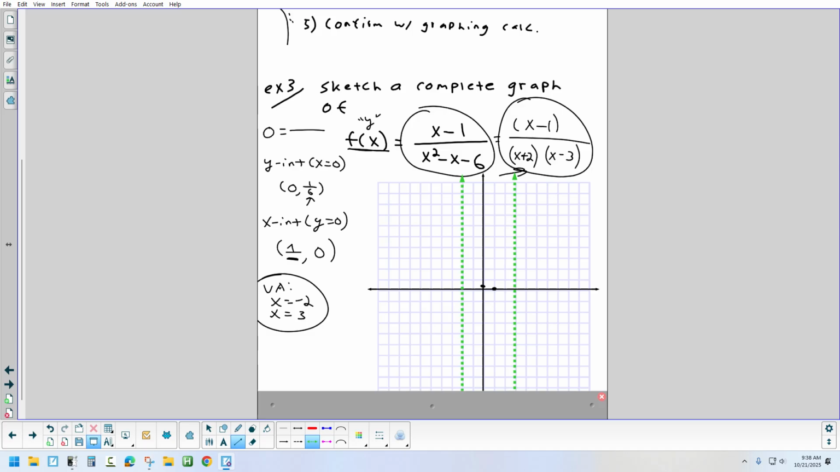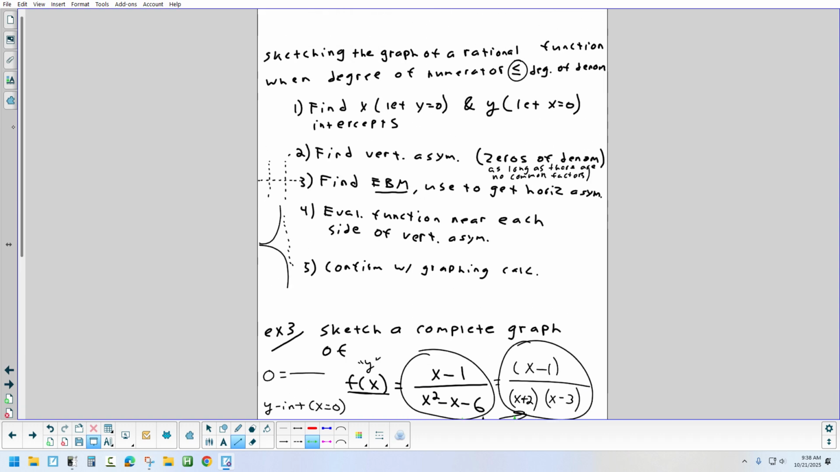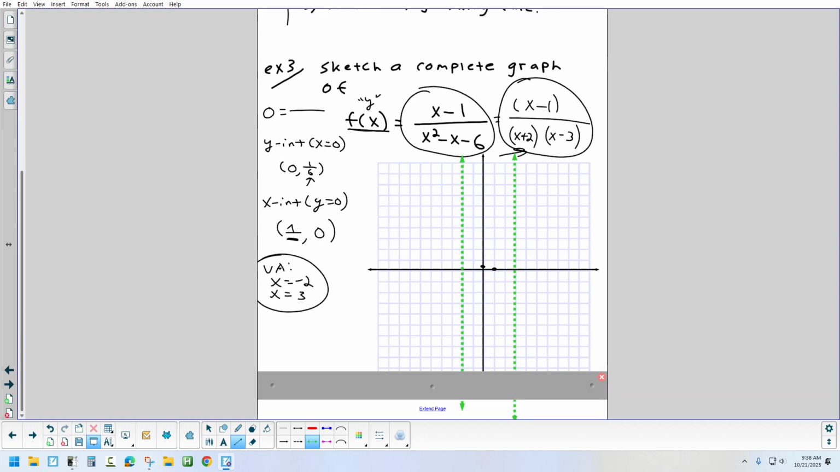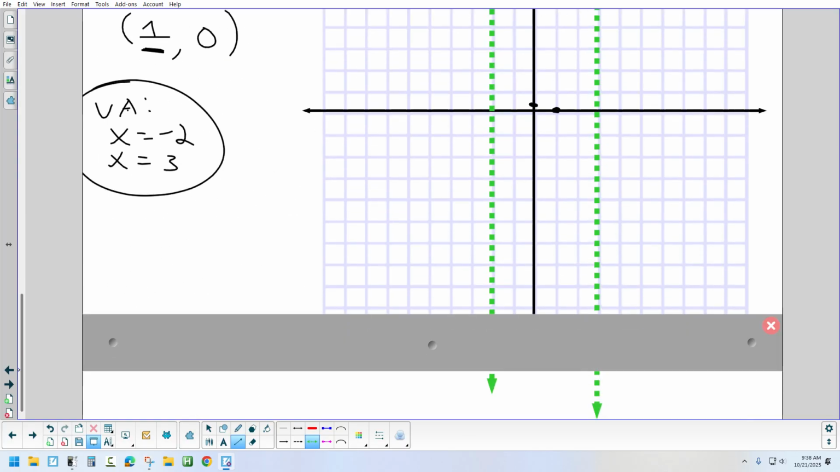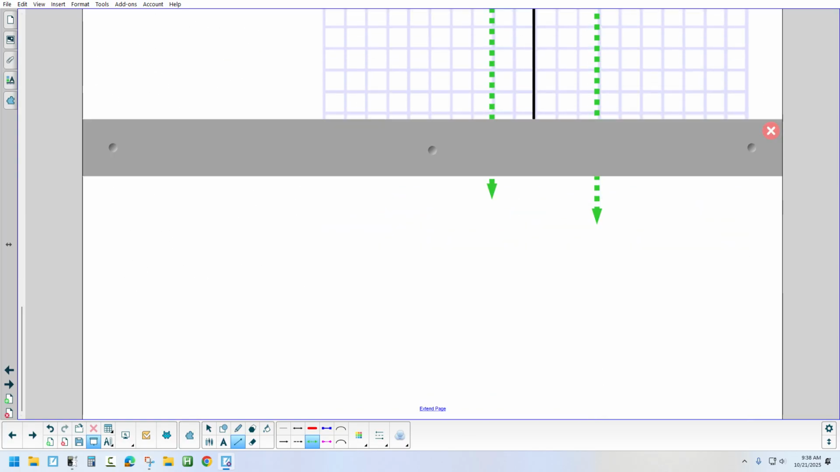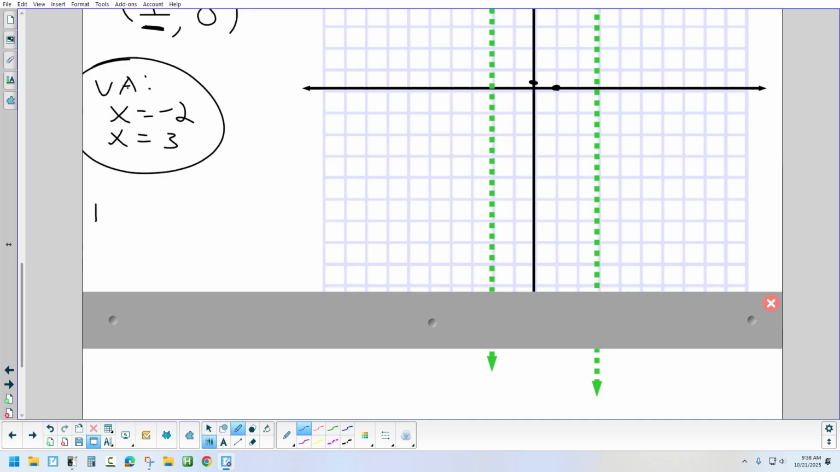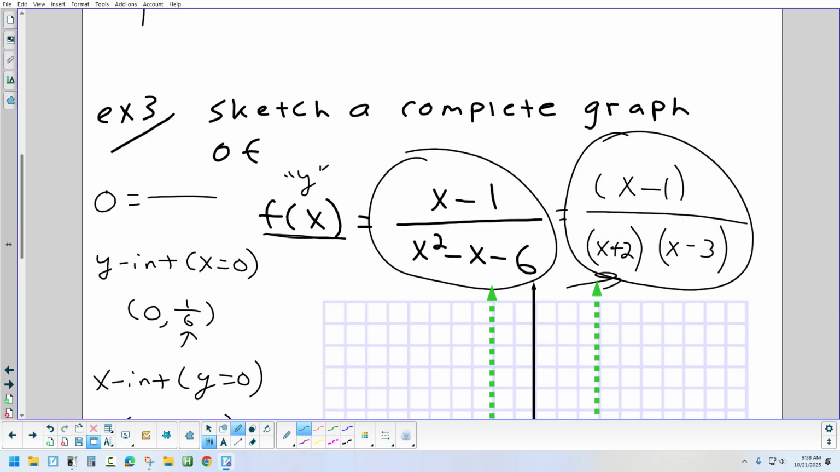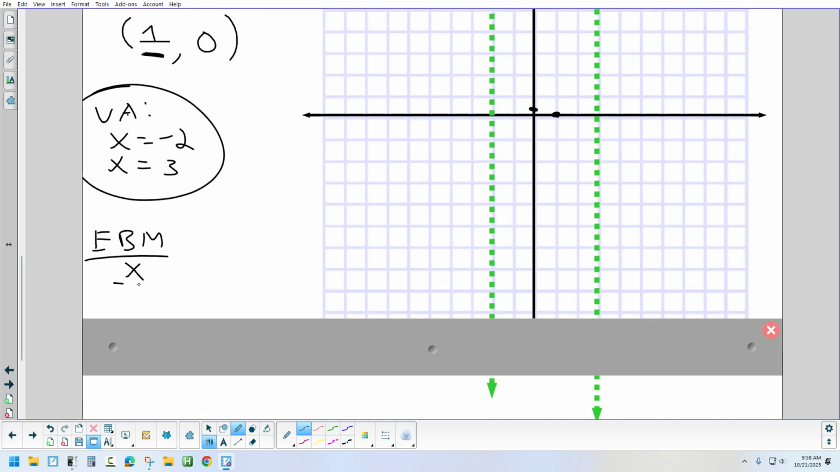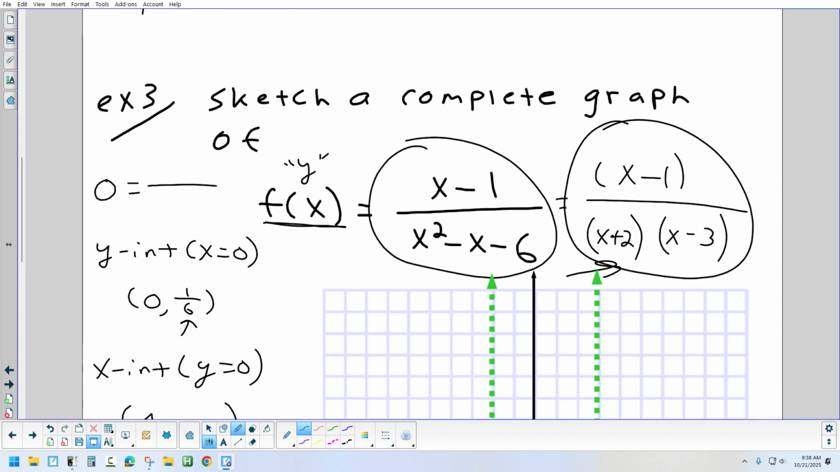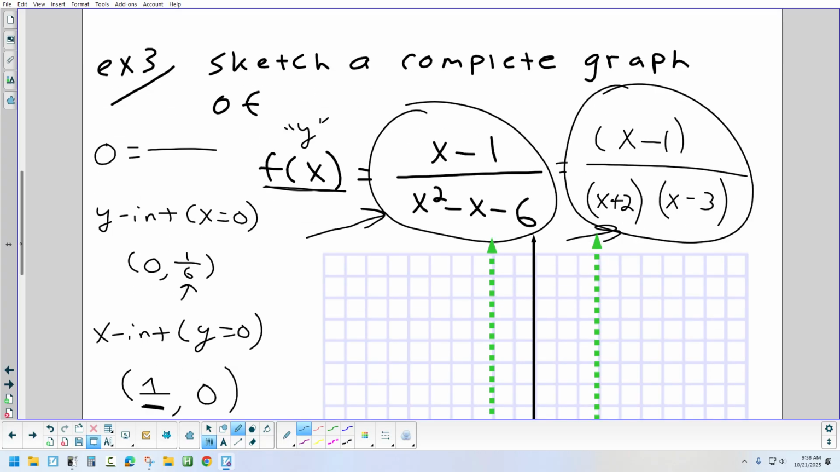Okay, next thing I need is my EBM. EBM is going to be used to get the horizontal asymptotes. Make this easier to see again. Okay, EBM. What is the EBM of the numerator? X. What's the EBM of the denominator? For this one, it's actually easier to look back at the original problem because you need everything all together to see the highest degree term. X squared. Yep.